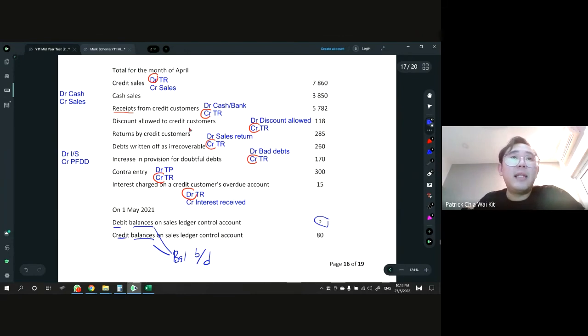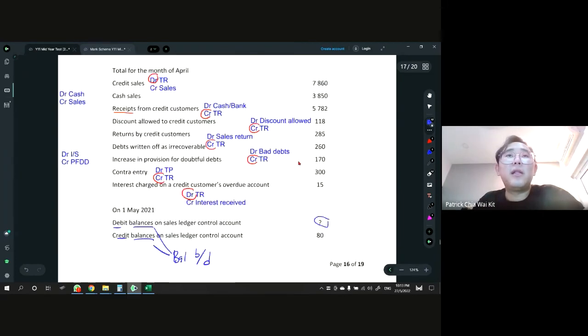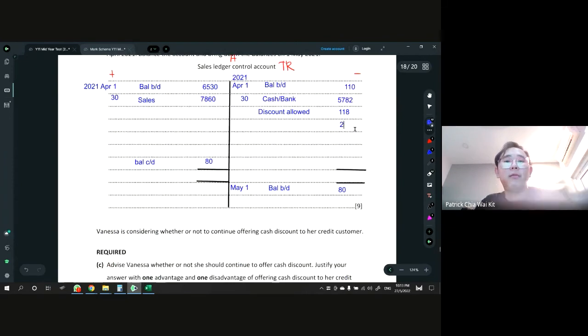All right, then discount allowed is CR TR, so 118. Then here we put discount allowed. By the way, if you want to put the date for the rest of it, it is April 30, the end of the month. Anyway, that's at no marks. Next one, we have sales return, CR side also. How much is that? Sales return is 285. Okay, we put sales return.